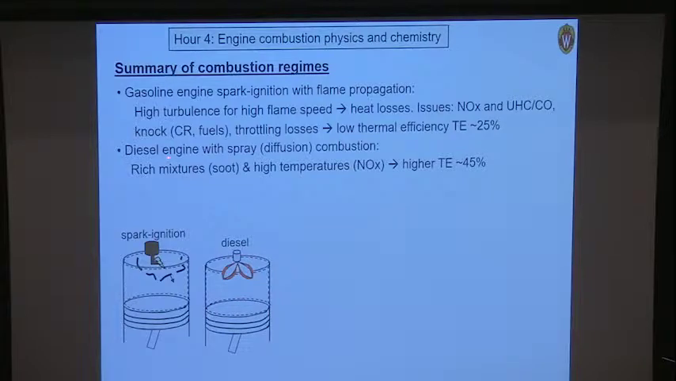Diesel engines have sprays and diffusion type combustion, or non-premixed combustion. This leads to locally rich mixtures in parts of the combustion domain.